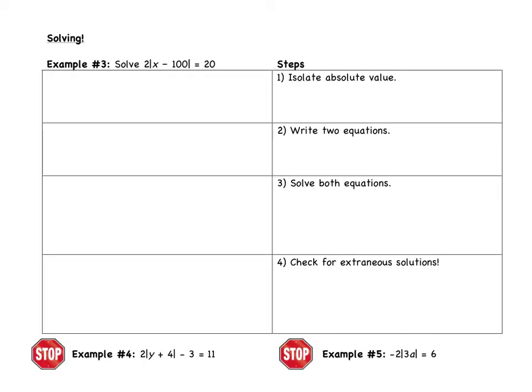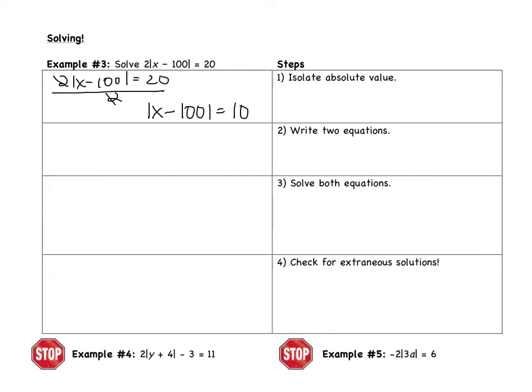Okay, next thing, we're moving on to solving. So here's an example. 2 multiplied by the absolute value of x subtract 100 is equal to 20. So step 1 is to isolate the absolute value. So if I rewrite my equation, I need to divide everything by 2. I end up with the absolute value of x subtract 100 is equal to 10, because the 2's cancel, and then 20 divided by 2 is 10. Okay, so the absolute value is now isolated.